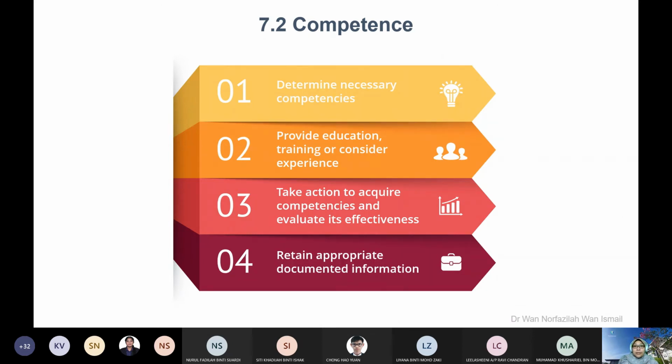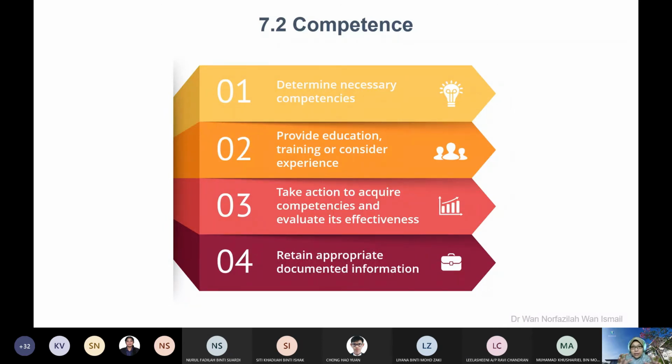Okay, my story is long. Actually I only wanted to tell you about these competencies, but for your information, so that you have good knowledge when you go outside. Okay, so don't worry. And the third one, take action to acquire the competencies and evaluate effectiveness.